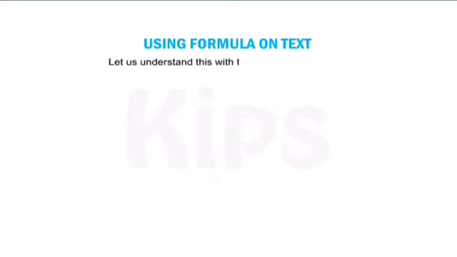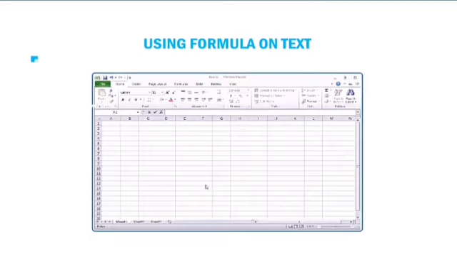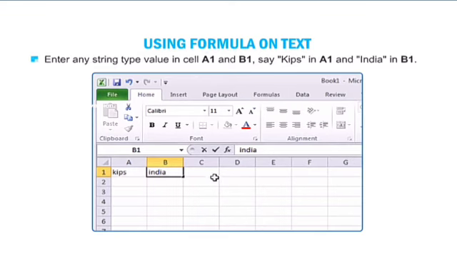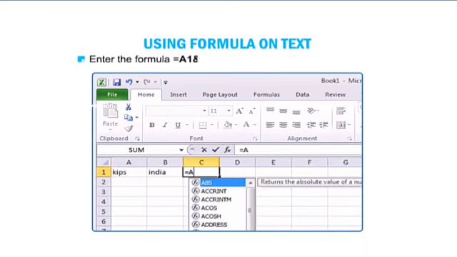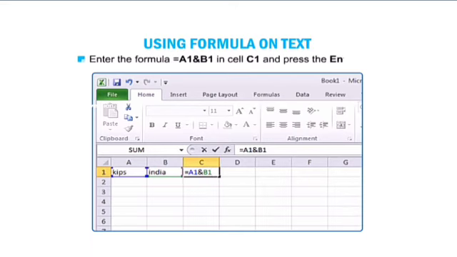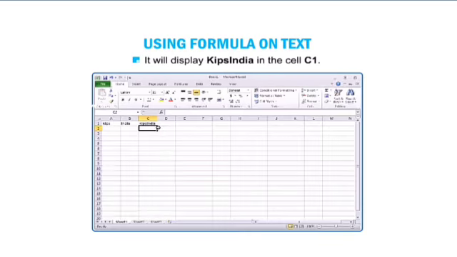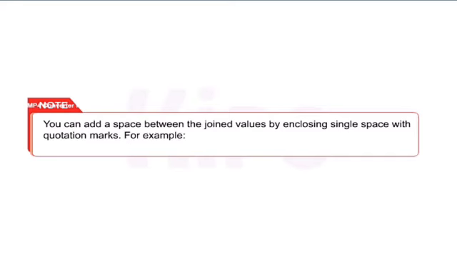Let us understand this with the help of an example. Enter any string type value in cell A1 and B1, say KIPS in A1 and India in B1. Enter the formula equal to A1 and B1 in cell C1 and press the Enter key. It will display KIPSIndia in cell C1. Students note that you can add a space between the joint values by enclosing a single space with quotation marks. For example, in the above case, equal to A1 and double quotes, space, double quotes close, and B1 will yield the result as KIPS India.